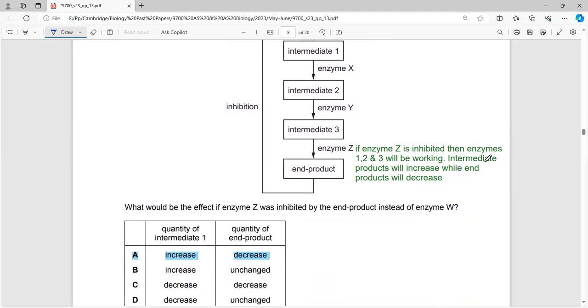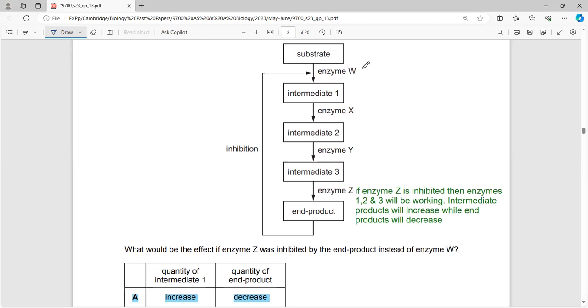Now we are going to have one statement here. According to this statement, what would be the effect if the enzyme Z was inhibited by the end product instead of the enzyme W? So for example, instead of using this end product on enzyme W, we apply it on enzyme Z. So what will be the impact? The impact will happen. Why?